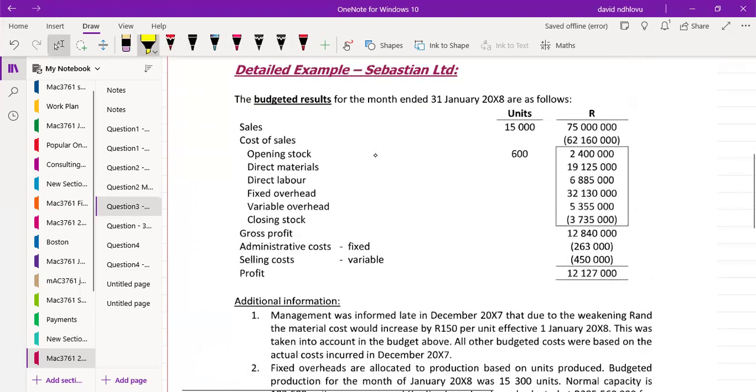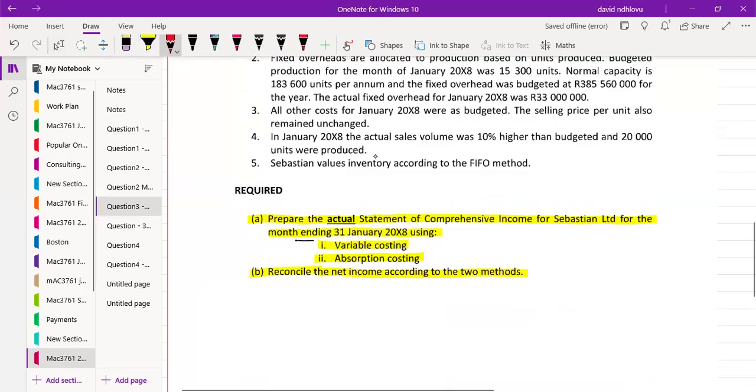So here is the case study. Right, it says here the budgeted results for the month ended 31 January of the year 20X8 are as follows. So here we have been given the budgeted information. But remember, on the requirement, we are going to do the actual statement.